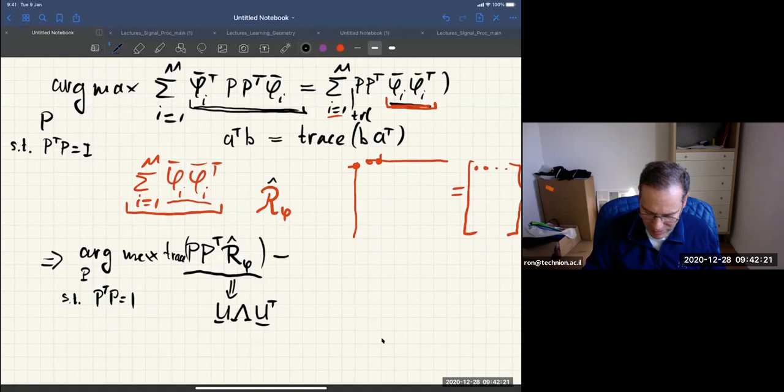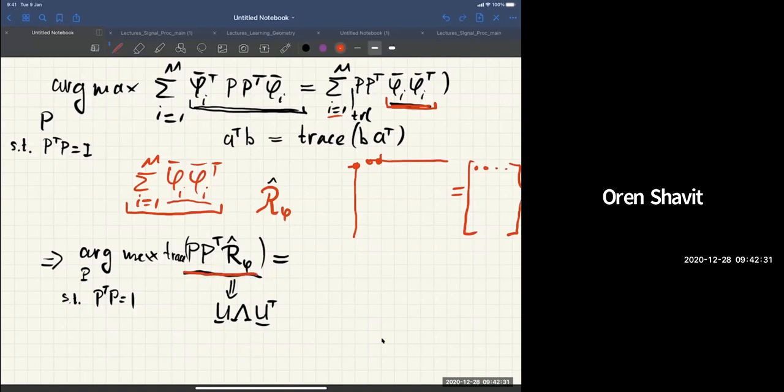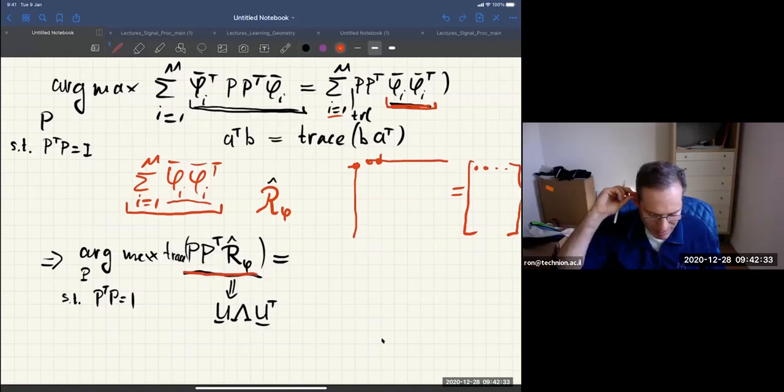So at the end of the day, what we are doing, and again, let me just zoom into that part, is maximizing the trace of that one. Okay, so I have the trace of P transpose, and here I have U, some eigenvalues, and let's order the eigenvalues from the largest to the smallest.